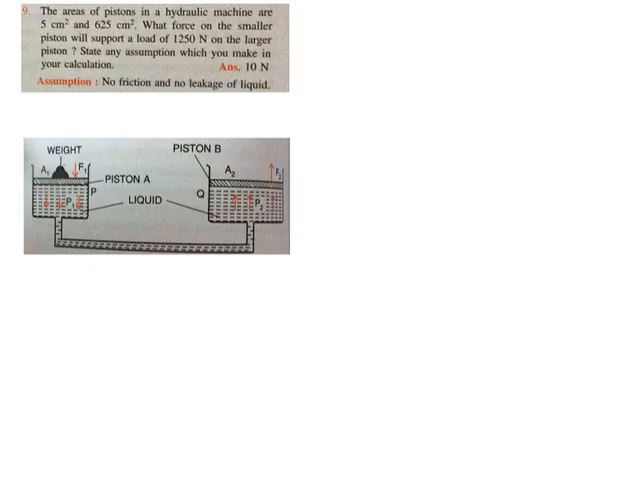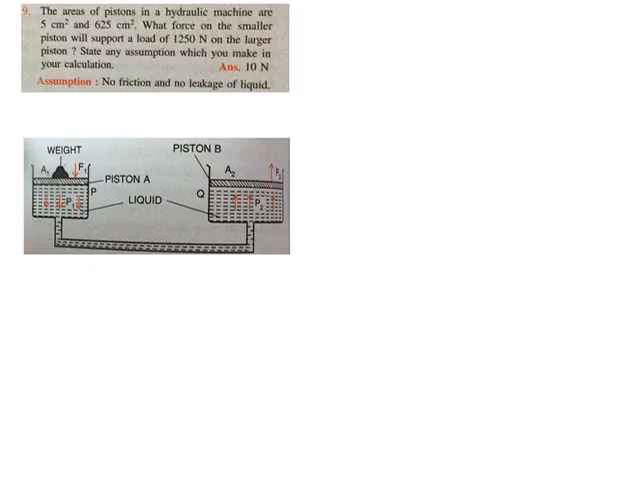This problem states, it's a very simple problem. If you have followed my other 8 problems, this is very simple. The areas of pistons in a hydraulic machine are 5 centimeter square and 625 centimeter square. What force on the smaller piston will support a load of 1250 Newton on the larger piston? And the second part, state any assumptions which you make in your calculations.